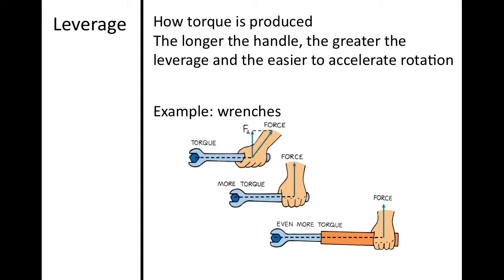Leverage is how torque is produced. The longer the handle, the greater the leverage, and the easier it is to accelerate rotation. For example, you'll notice there are 3 wrenches shown below. One is short, one is a little longer, and one is very long. The longer the handle, with your hand on the end, the more force you can actually give, and the more torque you would have.